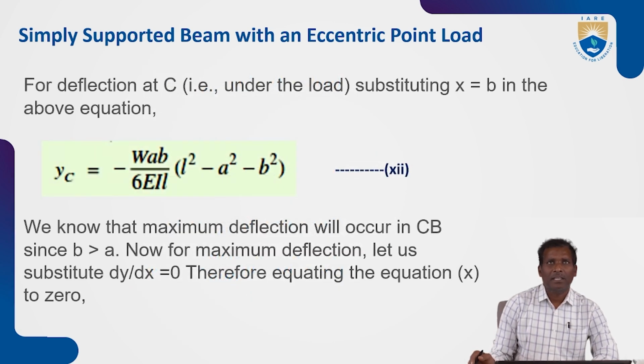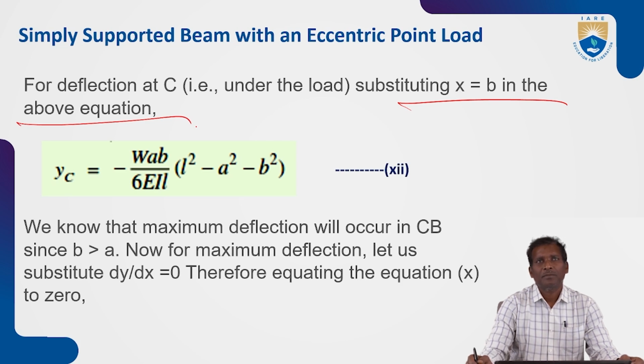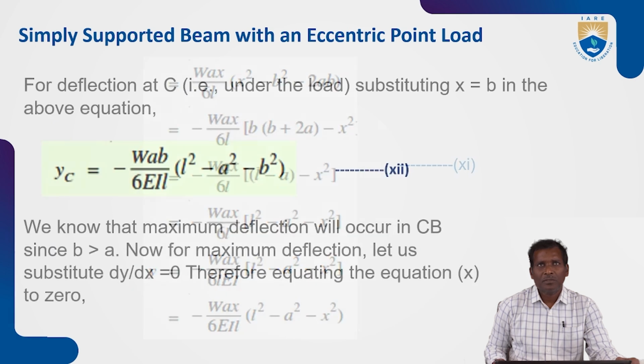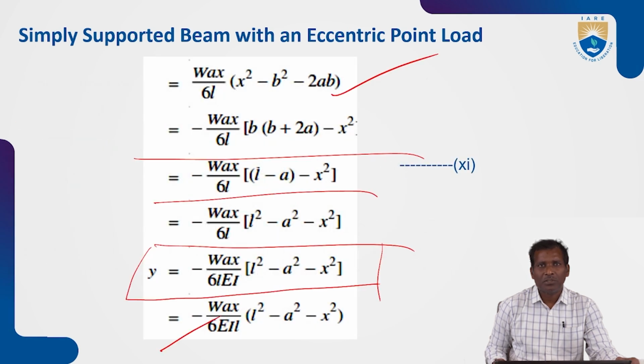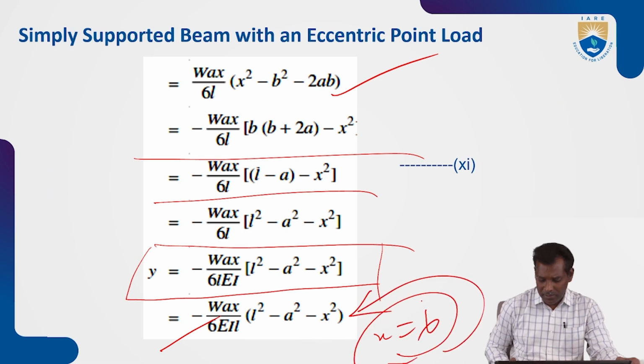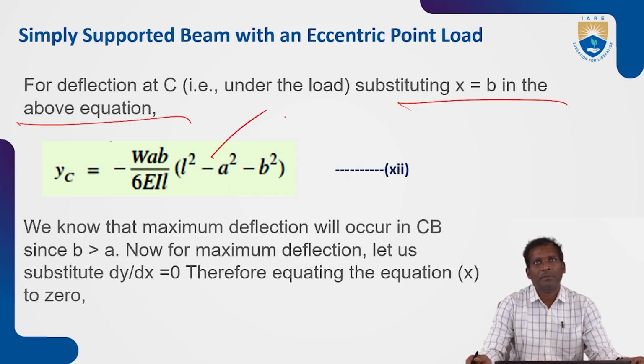So for deflection at C, that is under the load, substitute X is equal to B in the above equation. So what is the equation here? In the previous equation, substitute X is equal to B. You will get W A B by 6EIL into L square minus A square minus B square. We know that the maximum deflection will occur in CB, since B is greater than A.